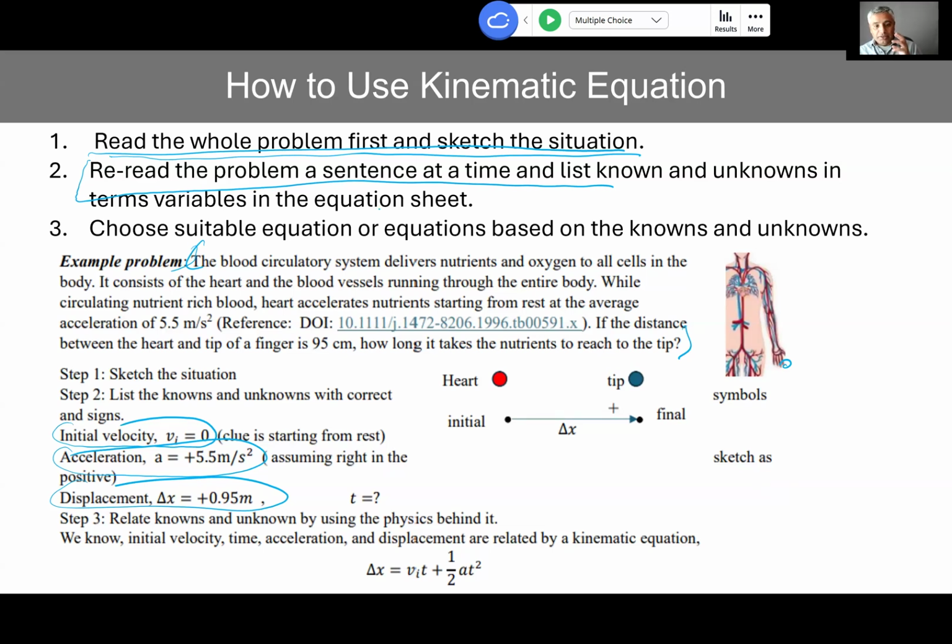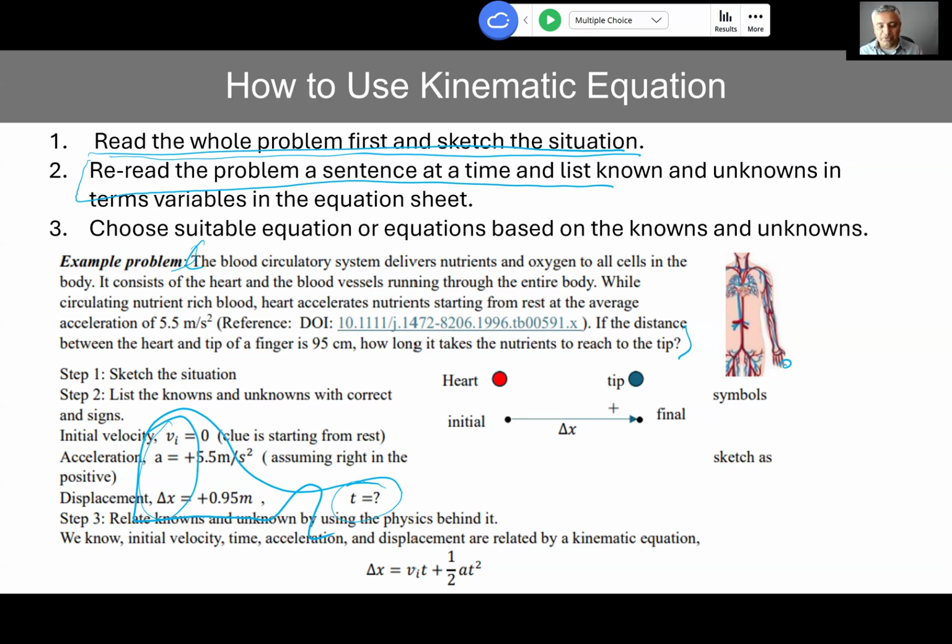So why do we want to list that? It helps us pick the correct equation. There are three possible equations, so which equation do we use? You look at it: I know these three things, and I'm asked to find time. So I need to look for an equation that relates these four things. Is there just one equation that has all four of these? If there is, you got it. Now you can solve that problem just by using one equation.